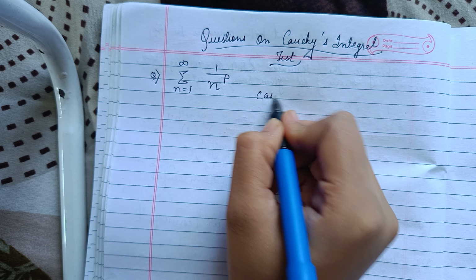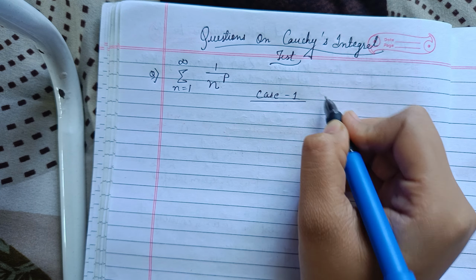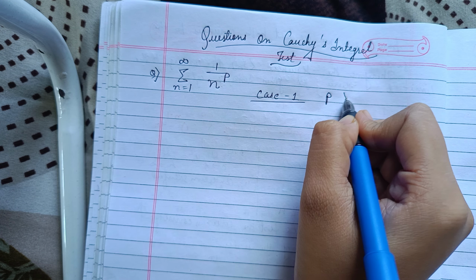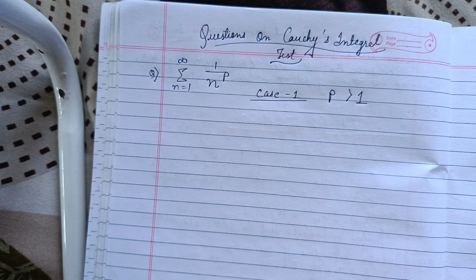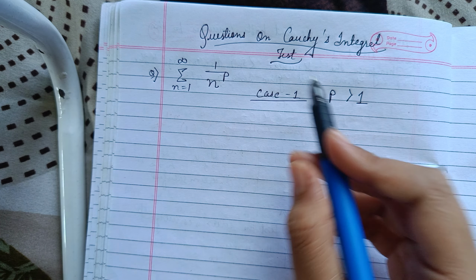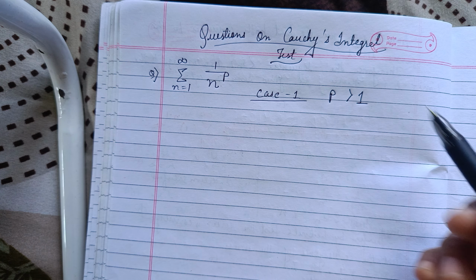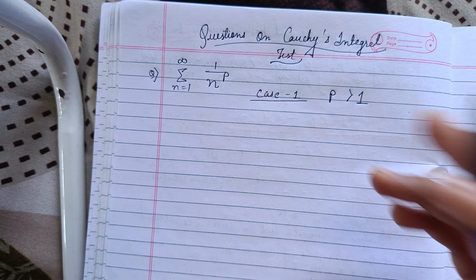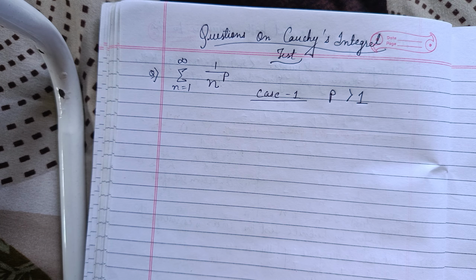First is case 1, when p is greater than 1. ठीक है. So from the p-harmonic test we know that this series converges when p is greater than 1 and diverges when p is equal to or less than 1.